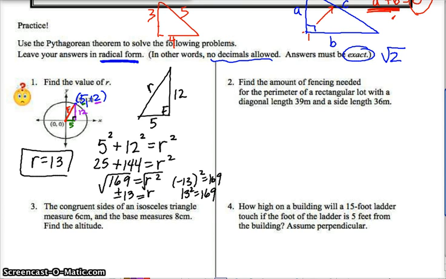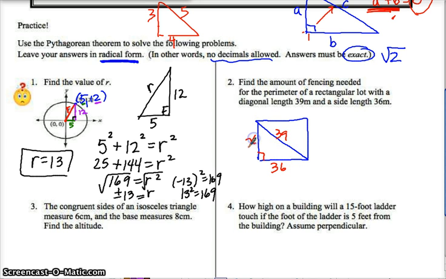Okay, let's look at number 2. Find the amount of fencing needed for the perimeter of a rectangular lot with a diagonal length 39 meters and a side length 36 meters. So we have a rectangular lot, we have a diagonal of length 39 meters and a side length of 36. So obviously a rectangle, we learned about quadrilaterals. What do we know about a rectangle? We know that all 4 angles are right. So then we have a right triangle right here.